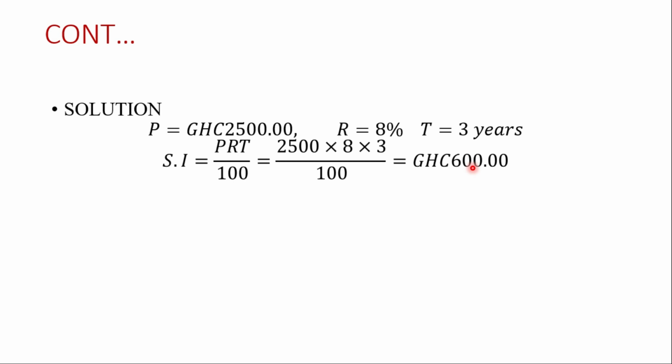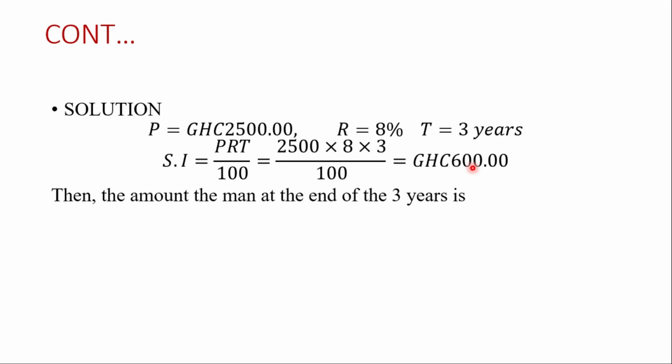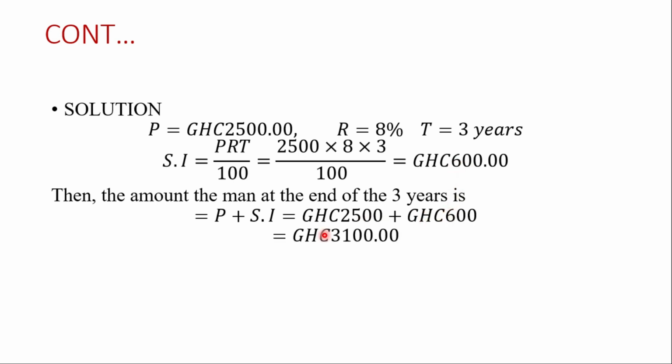600 Ghana cedis. So how much will he receive at the end of the 3 years? The amount he receives is, you pick the principal. He saved 2,500 in the bank earlier, and the interest he has made is 600 Ghana cedis. So you add the two of them to get the amount he will go to pick from the bank, 3,100 Ghana cedis.